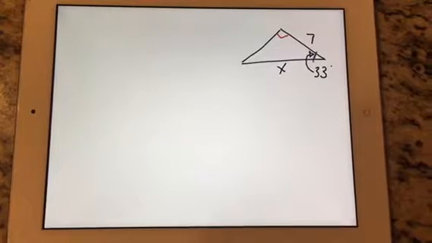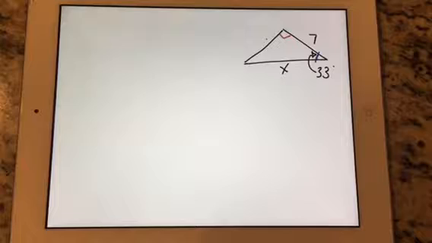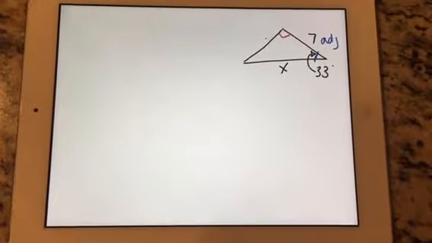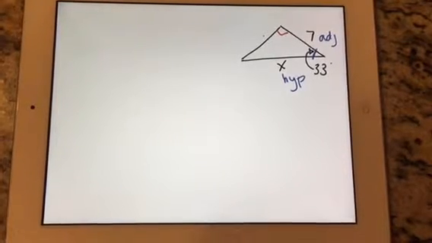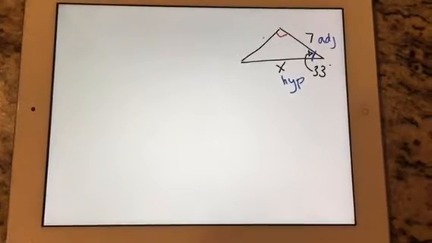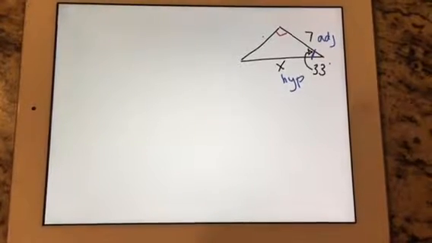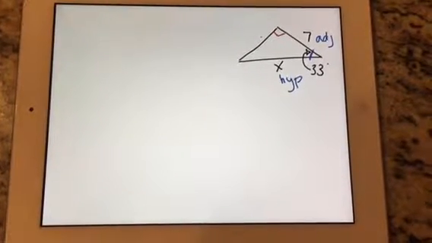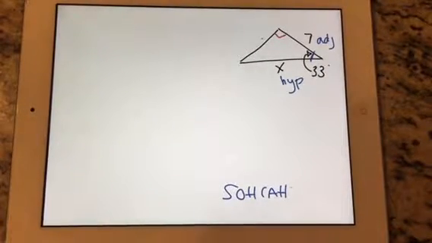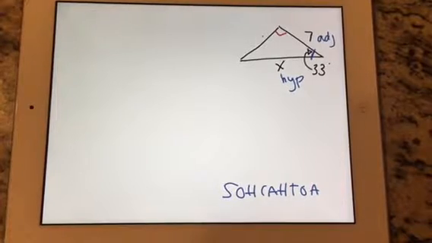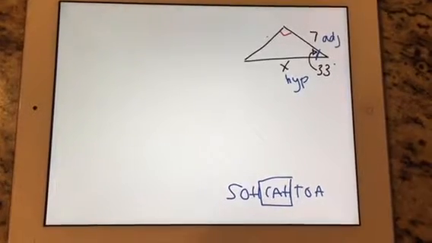If I'm looking from this angle, opposite is over here, so I have nothing there. Adjacent is over here, and hypotenuse is straight across from that right angle. Hopefully you guys are getting pretty quick at identifying those. Now I have adjacent and hypotenuse. I'm hoping you can also identify what trig function to use. If you need to write SOHCAHTOA again on your paper, go for it. I'm hoping you can identify that we need to use cosine in this example.